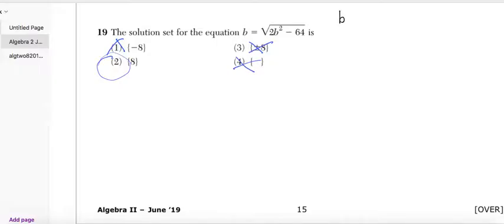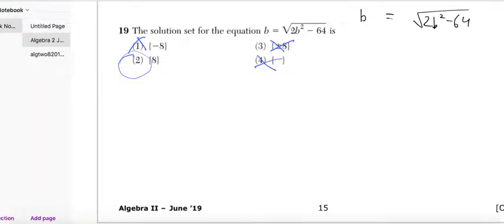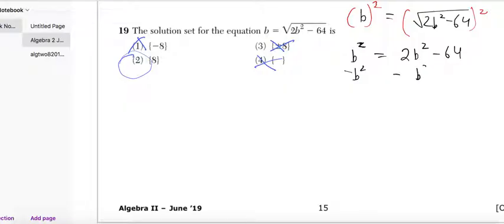We take the original equation, b equals square root of 2b squared minus 64. And how do we get rid of the square root? We square both sides. That eliminates the square root symbol. So our new equation becomes b squared, we don't need the parentheses, equals, without the square root or square, 2b squared minus 64. Now what I'm going to do is subtract b squared on both sides, which is 1b squared, right? This side becomes 0. And 2 minus 1 is 1b squared, just b squared minus 64 equals 0.